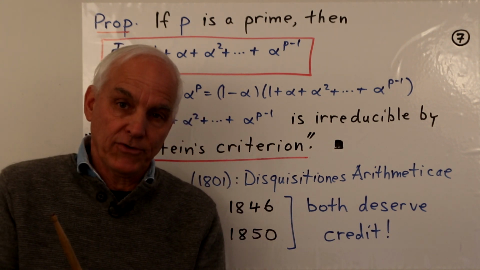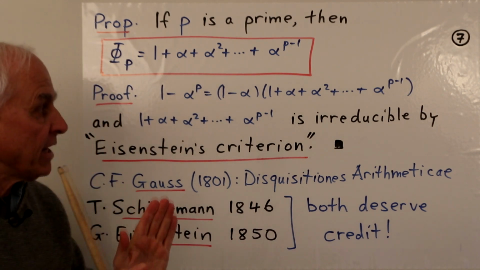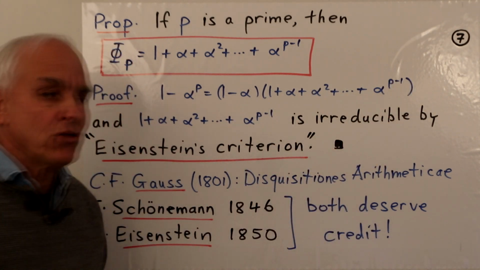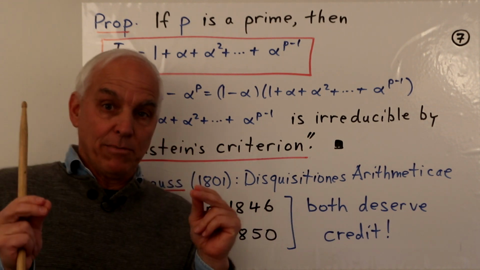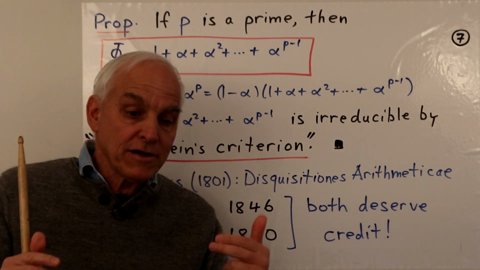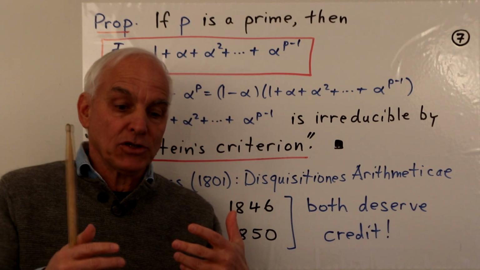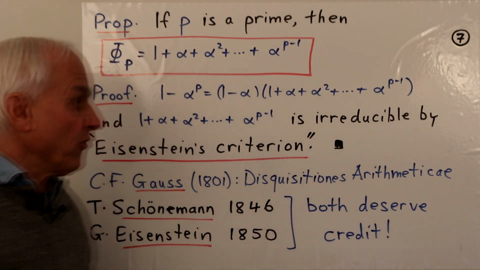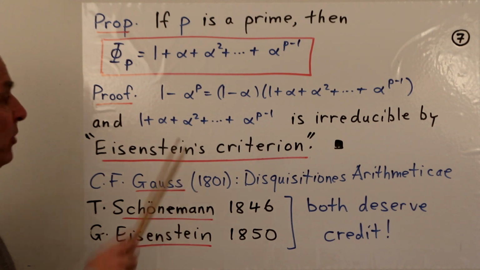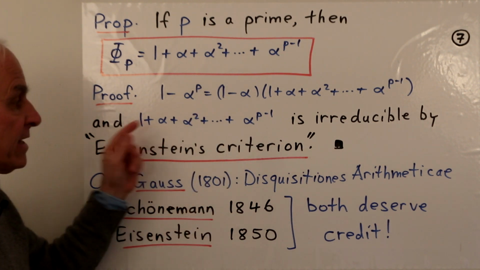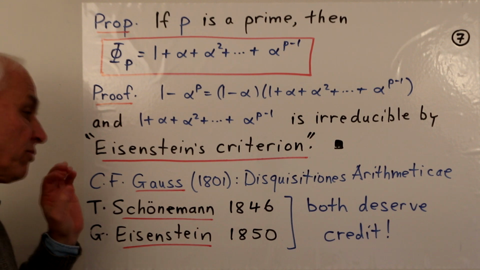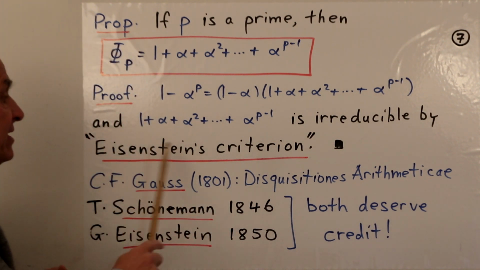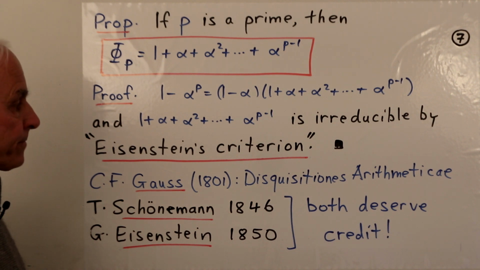But what happens in the case when the exponent is prime is that this factor here is actually irreducible. It does not factor into a product of lower degree polynomials or polynumbers. And how do we know that? Well, it turns out that this thing is irreducible by a reasonably sophisticated test called Eisenstein's criterion.